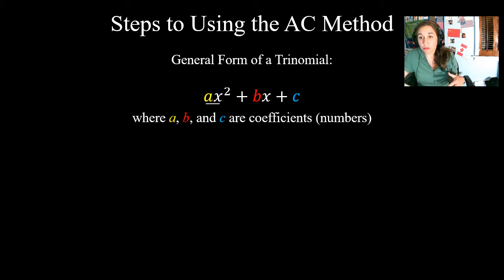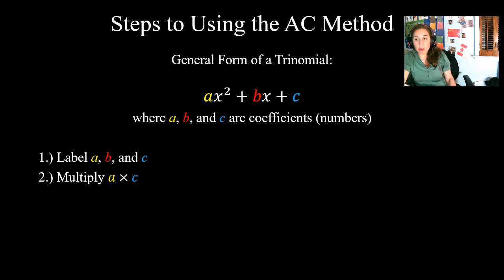We have an x squared term, an x to the first term, and of course an x to the 0 term. Then we have our coefficients in front of those variables, a, b, and c. Those are just the numbers in front of our variables. So when we use the AC method, these are the steps we're going to take. The first step is to label our coefficients a, b, and c. The second thing we're going to do is multiply a times c.